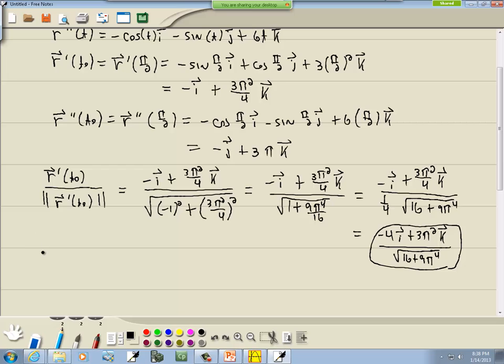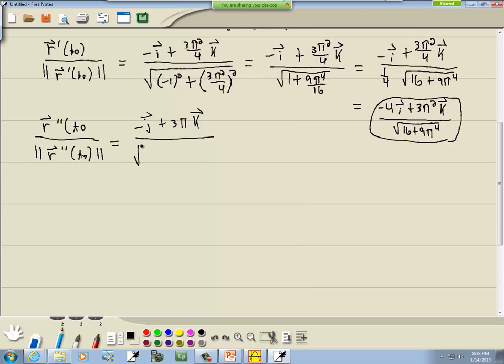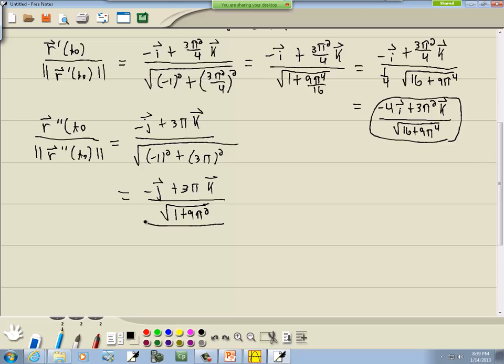Now for our other unit vector. That's for the second derivative. Okay, our second derivative is this right here, negative j plus 3 pi k over, and again we're going to take the square root, square the component functions, so this is negative 1 squared plus 3 pi squared, and we're adding them together. So that gives us negative j plus 3 pi k over negative 1 squared is 1 plus 9 pi squared. Again, I'm not going to simplify any further than that. That's good enough for this particular problem.